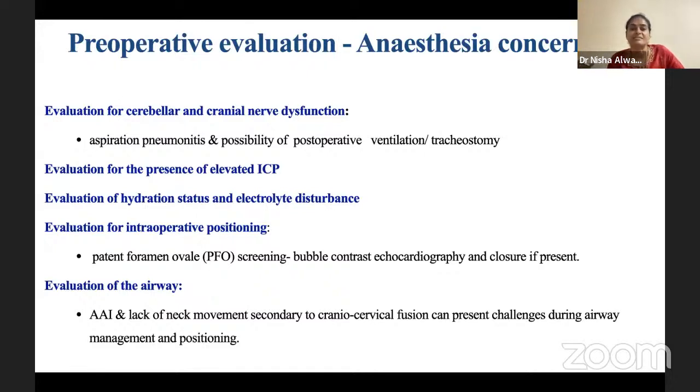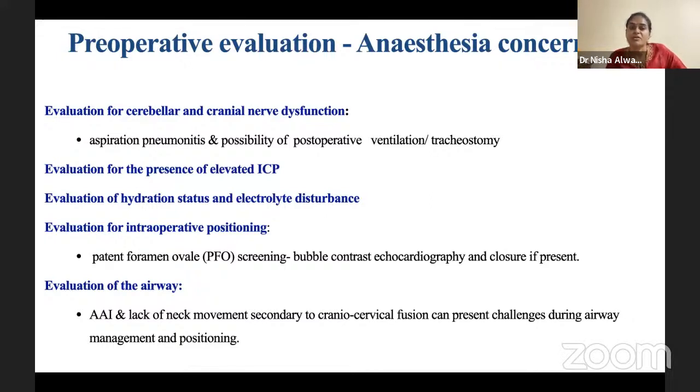Then the elevated ICP. If ICP is high, depending on the age, patients have different presentations. If it's a child, the child may fail to feed, may have an irritable, incessant cry. But in adults, they have projectile vomiting and headache. They definitely have a poor intake. They'll be hypovolemic. There might be a lot of electrolyte disturbances, which have to be optimized.